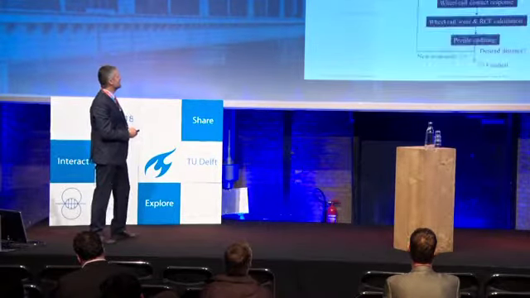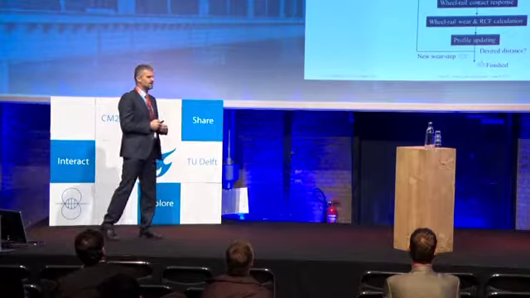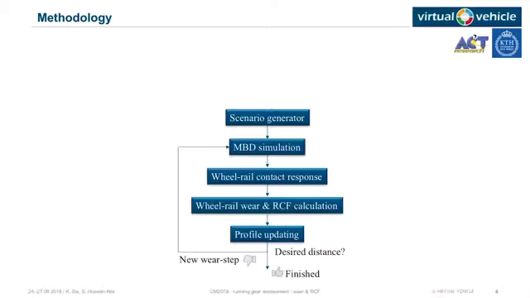So let me come to the methodology. I think it is a very typical approach to predict wheel-rail profiles for a certain vehicle. We define the scenario. We do multi-body dynamic simulations to calculate wheel-rail contact data, stresses, creepages, and so on. Then we do wheel-rail wear and RCF calculations. We update the profiles, and then we go back to the multi-body dynamic simulations, and the loop runs again until we reach a certain distance.